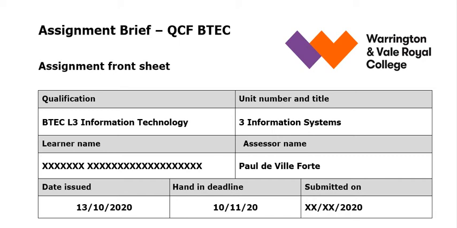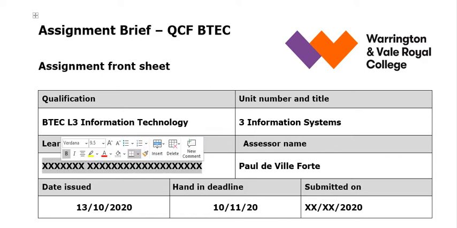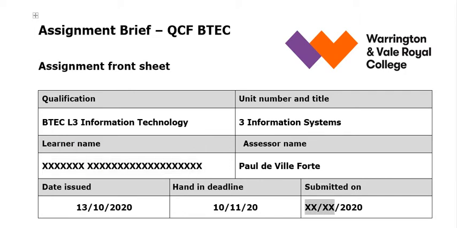A quick introduction to assignment 2 for Unit 3 information systems. So first of all, you'll probably need to fill out this document here, which asks for your name. So your name will go in there, obviously, and it also asks for the day you actually submitted this.